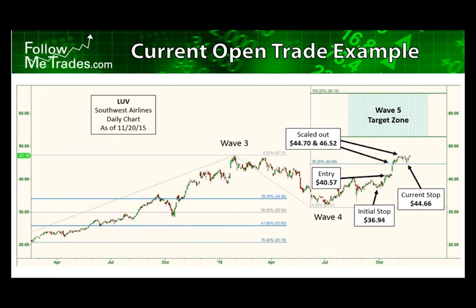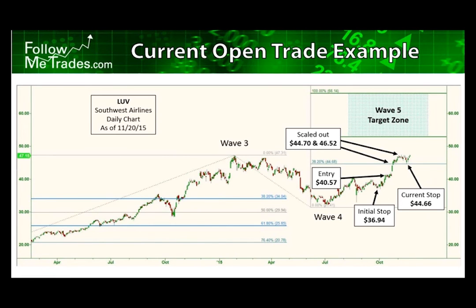Scanning some more questions here. What's the target price for LUV? Let me go back a slide here. It's between 52.87 to 66.18. That is my target zone for Southwest Airlines. Not a recommendation to buy. Future results are not guaranteed. I'm not your financial advisor, but I'm in it. 100% of what? It's 100% of the extension from these last 3 waves. That's the Fibonacci extension.